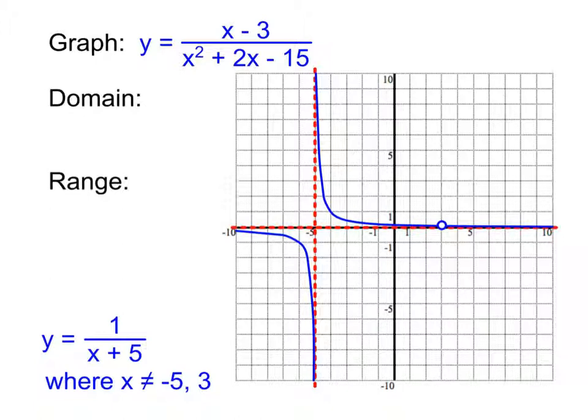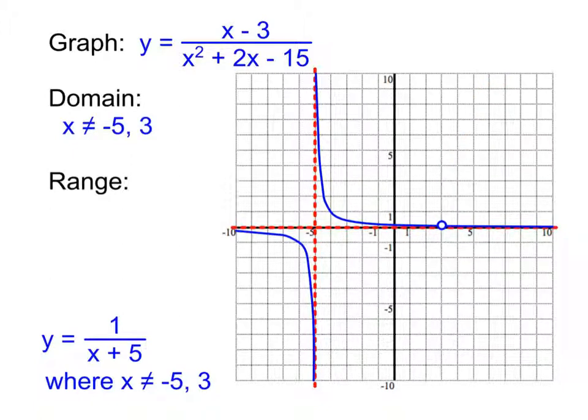All right, so now that we've seen the holes, we want to see how this simplifying process affects the domain and range. And so since domain is the possible x values, here our domain is going to be all real numbers except where x equals the asymptote. So x cannot equal -5, but also now we see that x cannot equal wherever the hole is. So x cannot also equal 3.